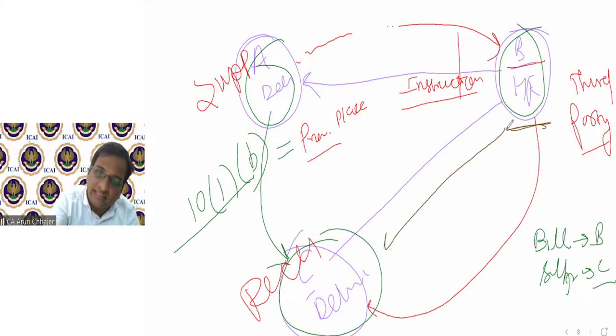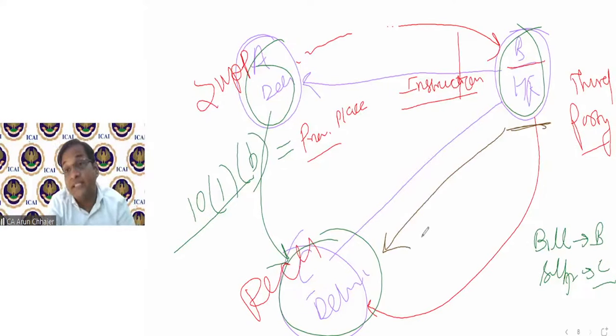He will also raise one tax invoice? Obviously, yes. Now, please tell me what is the place of supply? When B is raising that tax invoice to C, what is the place of the supply and which tax he will charge?